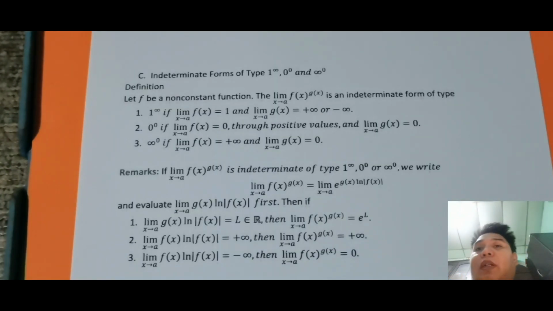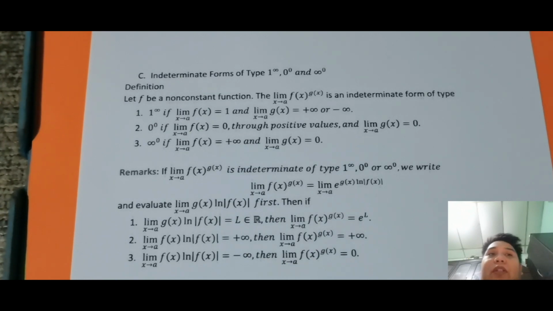So next is about the indeterminate forms of type 1 raised to infinity, 0 raised to 0, and infinity raised to 0. Okay, so pinagsama ko na siya sa isang video dito sa ating lesson 31 kasi may clear lang naman siyang dalawang example. Then napaka-rare ng ganito. So after nito, kaya na nating sagutin lahat ng klase ng limit.